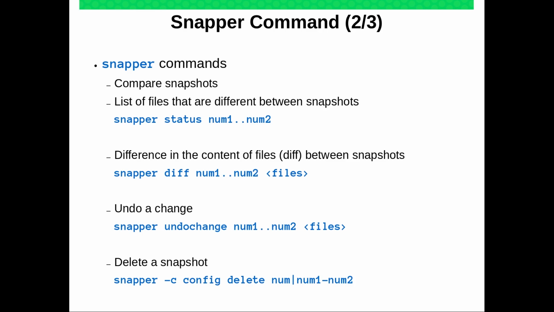We can delete a snapshot by using snapper -c config, whichever configuration we're going to be using, delete, and then any snapshots you want to remove. Yes, you can use a range, as is noted in the command here.